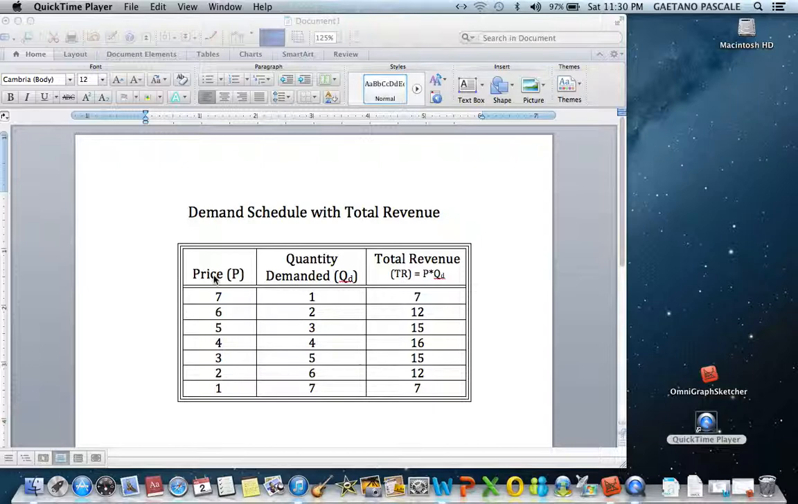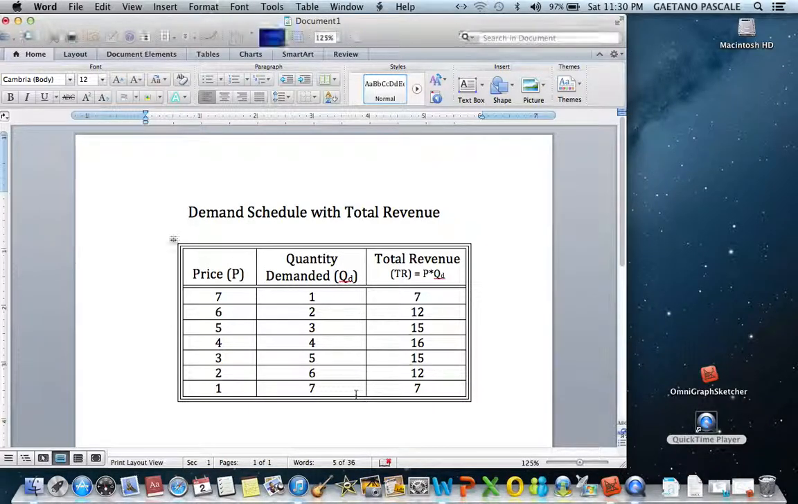So what I have right here is just a table. The left-hand side here, price and quantity, is our demand schedule. So this blue highlighted area is the demand schedule. And total revenue is the third column I've added. And total revenue is just P times Q.